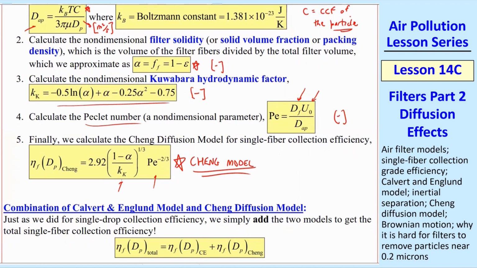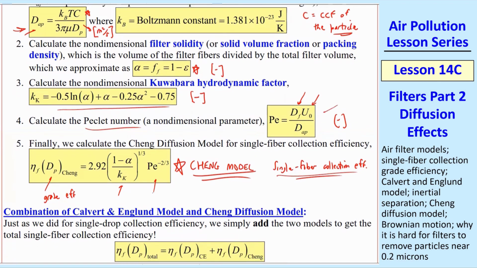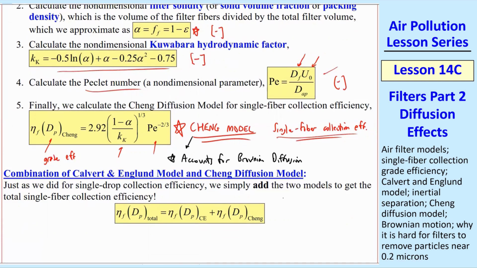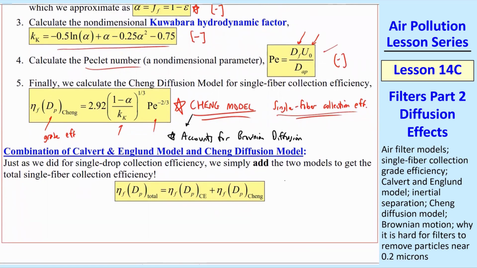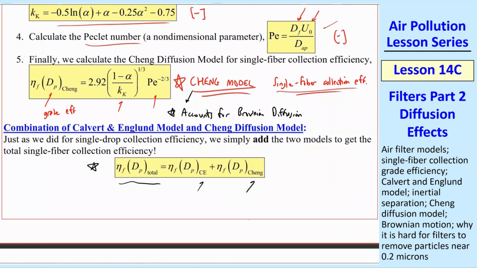As you can see, this is an empirical equation, and it's a single fiber collection efficiency. It is a grade efficiency since it's a function of dP. DAP, for example, will change when dP changes, and therefore Peclet number will change, and eta F will change also. And this Cheng model accounts for Brownian diffusion. Well, we've already had the Calvert and Englund model, which accounted for inertial separation and impaction into the fiber. So just like we did with raindrops, we just add the Calvert and Englund and the Cheng models into a total single drop collection efficiency. From there on, all the equations are the same as what we had previously with Calvert and Englund.